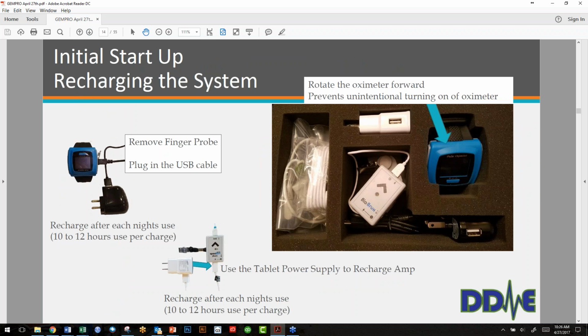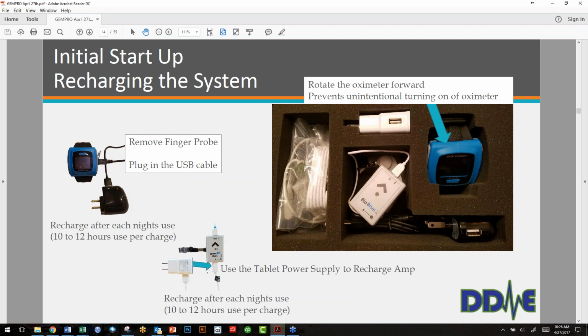It's kind of a close-up of the kit. You can see the oximeter plugs in. So how that works is you unplug the finger probe and you plug in the USB cable. For our amplifier, you use the plug that you use for the tablet. So when you're charging during the day, you're not going to need the tablet charger, so just use that to charge up your amp. And then at night when you're doing a study, use that same cable on your tablet.